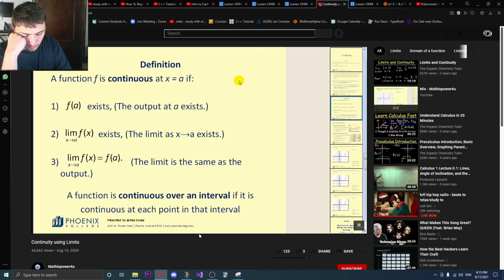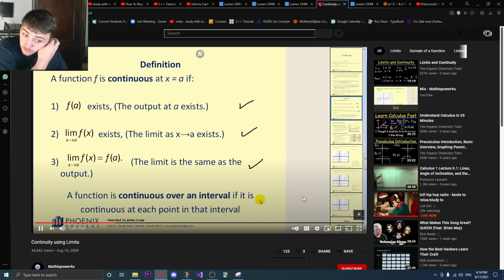Let's take a look at a definition of continuity involving limits. A function f is continuous at x equals a if it satisfies these 3 conditions. f of a exists, the limit of f of x as x approaches a exists, and also that the limit of f of x as x approaches a is equal to f of a, meaning you can find the value of that limit by performing direct substitution. A function is continuous over an interval if it is continuous at each point in that interval.